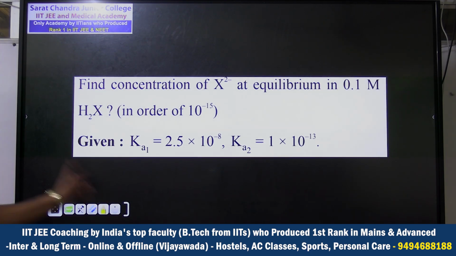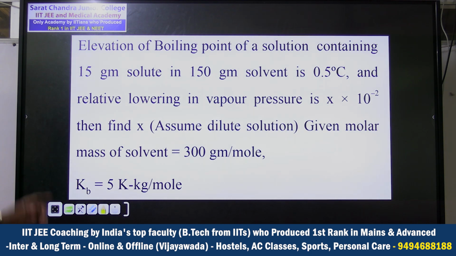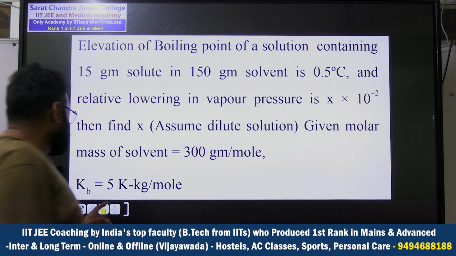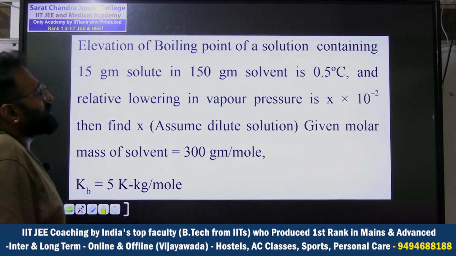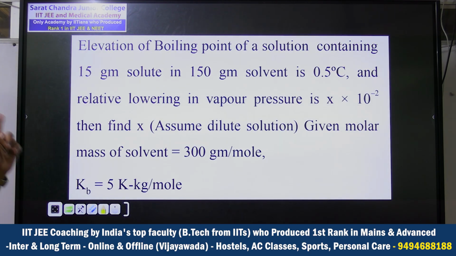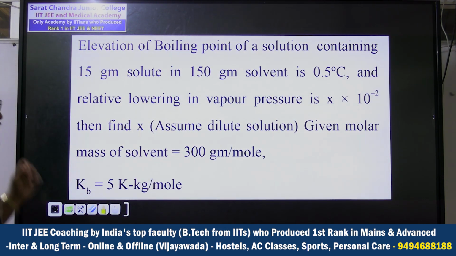Now next question. The elevation of boiling point of a solution containing 15 gram of solute in 150 gram of solvent. The question is saying we have 15 gram of solute and 150 gram of solvent at 0.5 degrees Celsius, and the RLVP, relative lowering of vapor pressure, is 10 to the power minus 2. RLVP is given as 10 to the power minus 2. Mass of solvent is 300. Kb is given. You need to find X. Find the value of X.